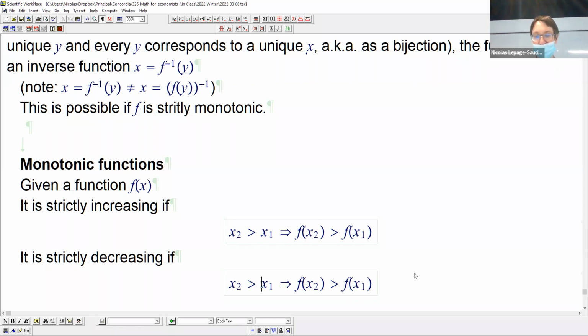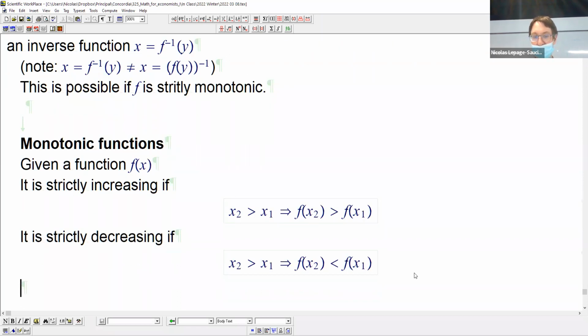If x2 is greater than x1, this implies that f of x2 is smaller than f of x1. And if you want weakly, then you have smaller or equal.